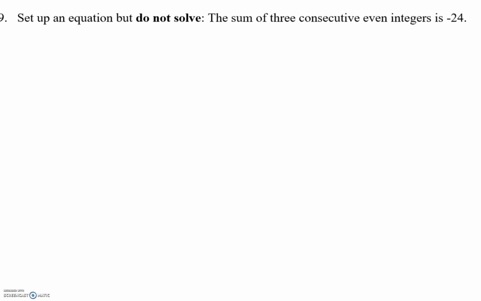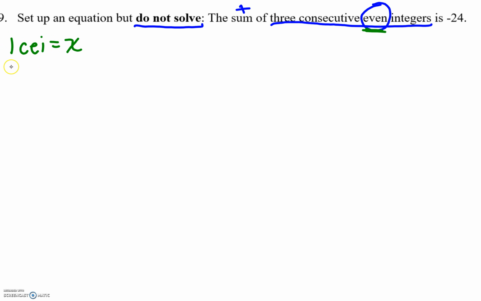For 9, we want to set up an equation, but do not solve. So now we're just going to do the setup. And the setup consists of the sum of 3 consecutive even integers is negative 24. So when I see the sum, I'm thinking adding, but when I see even, I have to write my let statements. So the first consecutive even integer is going to be x. My second consecutive even integer is x plus 2. And my third consecutive even integer is x plus 4.